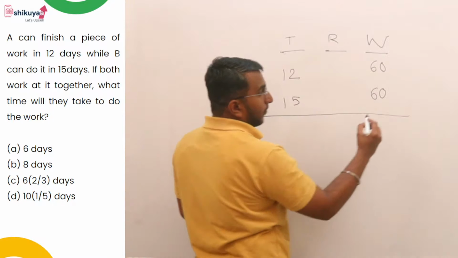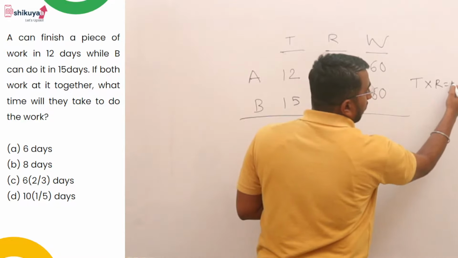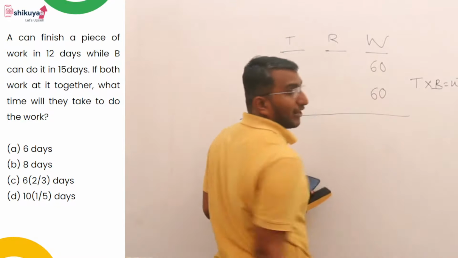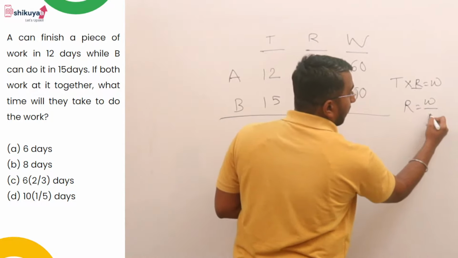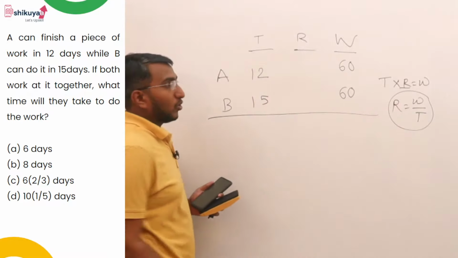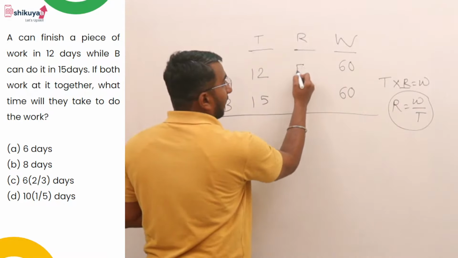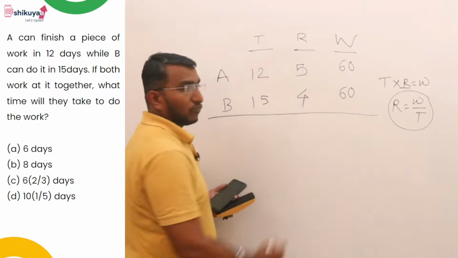The simple formula of time, rate, work is T times R equals W. In order to calculate R, R equals W upon T, right? So by simply applying the same rule, 60 upon 12, the rate will be 5. 60 upon 15, the rate will be 4, right?